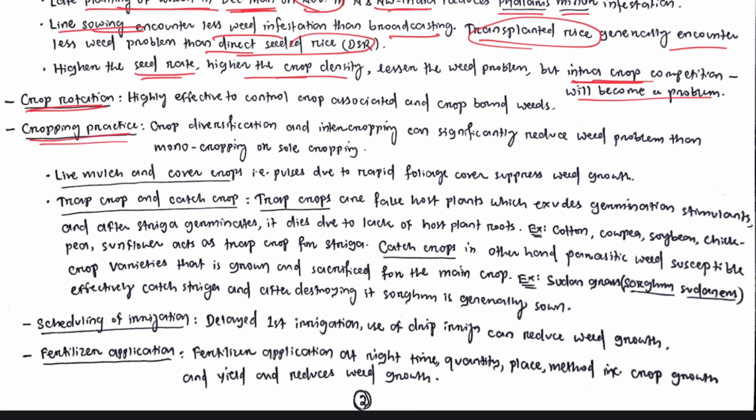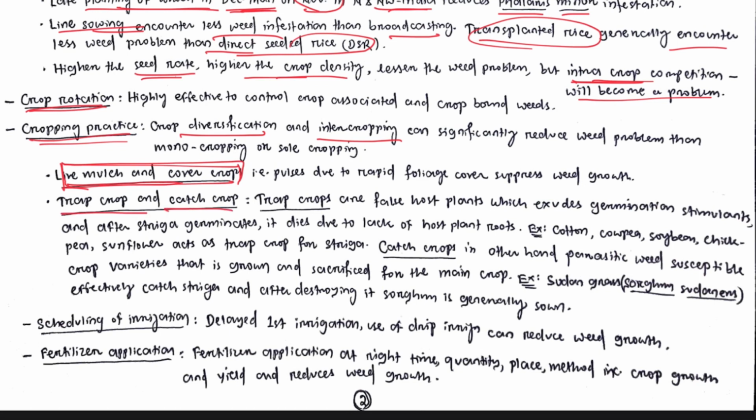Then cropping practice, that means crop diversification and intercropping, can also significantly minimize the weed flora in the crop field compared to monocropping or sole cropping. Then live mulch or cover crop, as we discussed already, the smother crops or live mulch crops, the pulses, the legume crops, have wider spreading foliage, so they can control the weeds better.